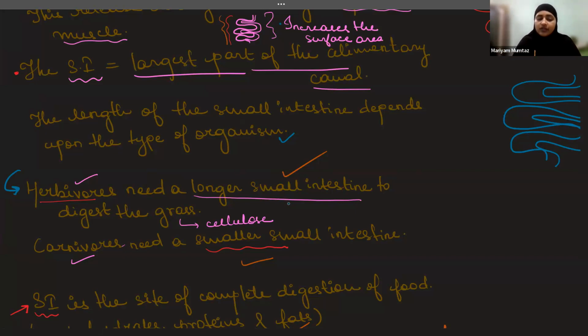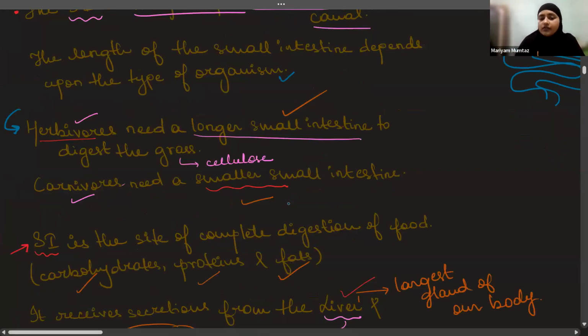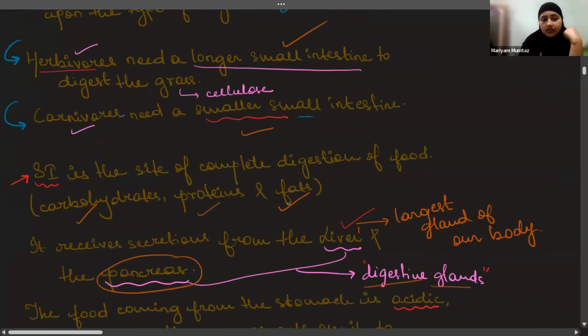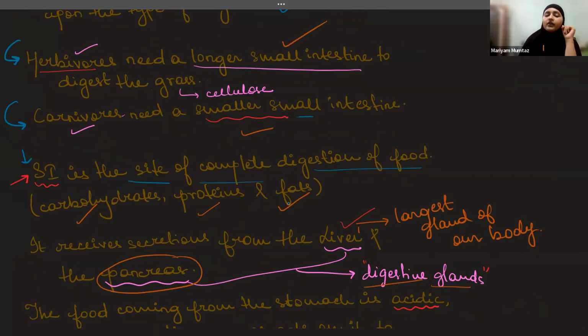Talking about the carnivores, carnivores need a smaller small intestine because they are not eating grass, they're eating meat, and it is easier to digest meat as compared to grass. So the carnivores would require a smaller small intestine, and the herbivores would require a larger small intestine. Clear? Okay. Moving forward, the small intestine is the site of complete digestion of food. 100% digestion takes place here, meaning carbohydrates, proteins, fat, everything gets digested here.